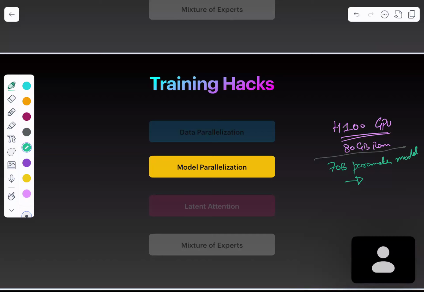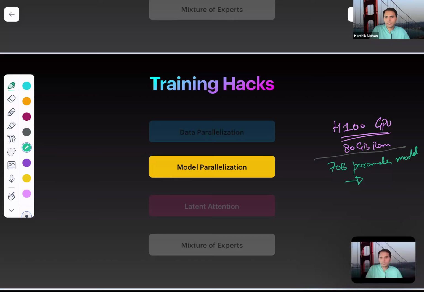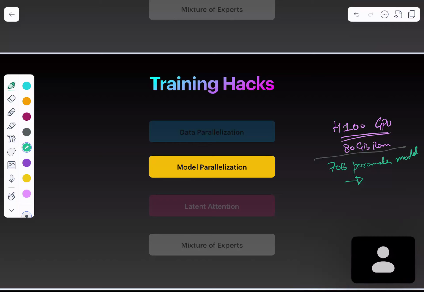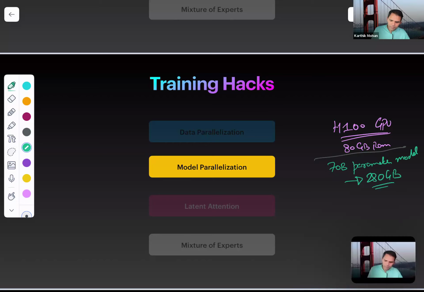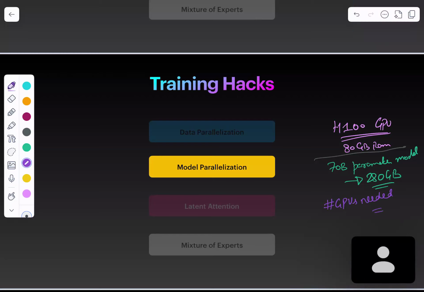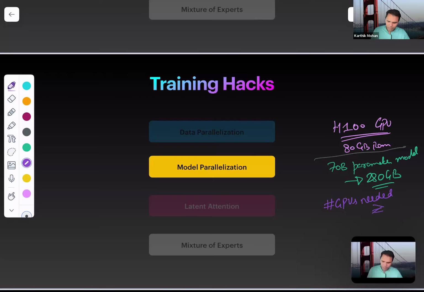It matters how large the parameter is, right? Assume that you have four bytes per parameter, like a standard float. So then that's 280 gigabytes, right? So how many GPUs would you need to even fit this data into? Four. At least four.